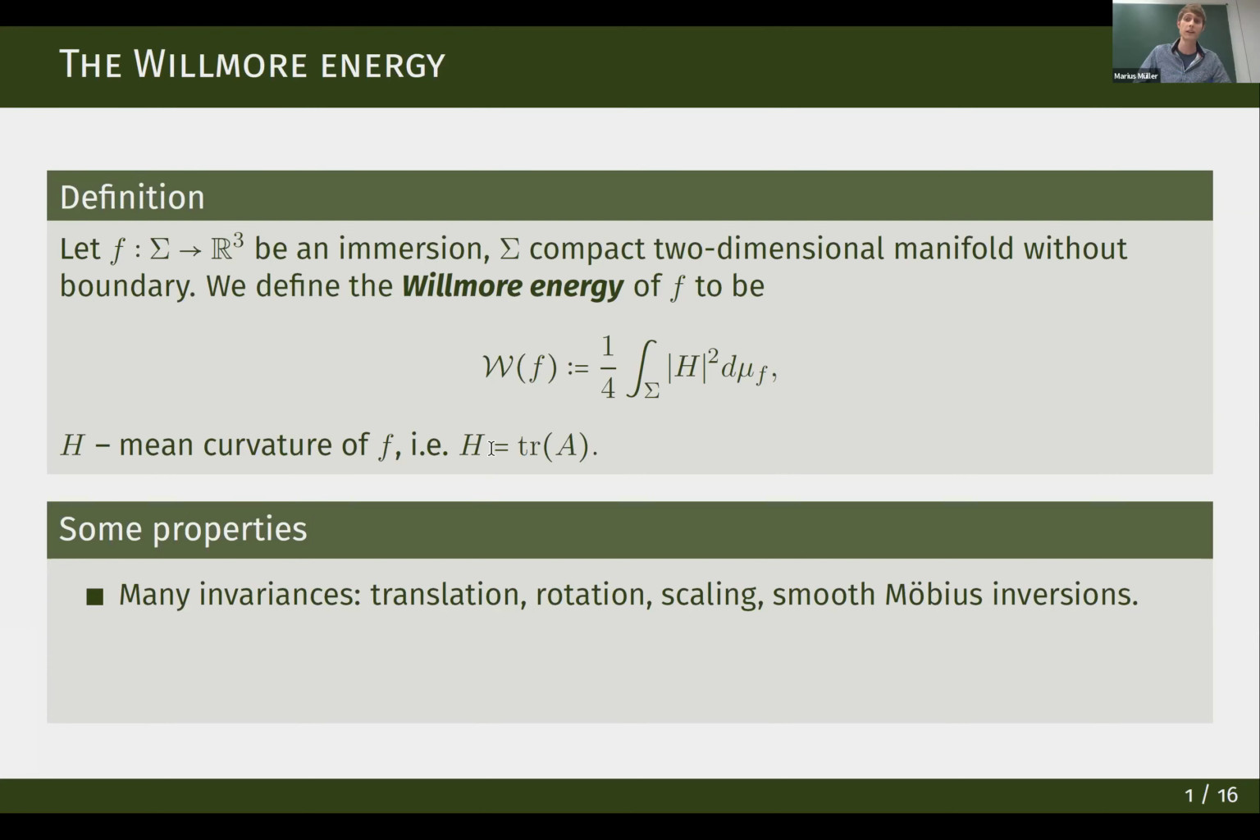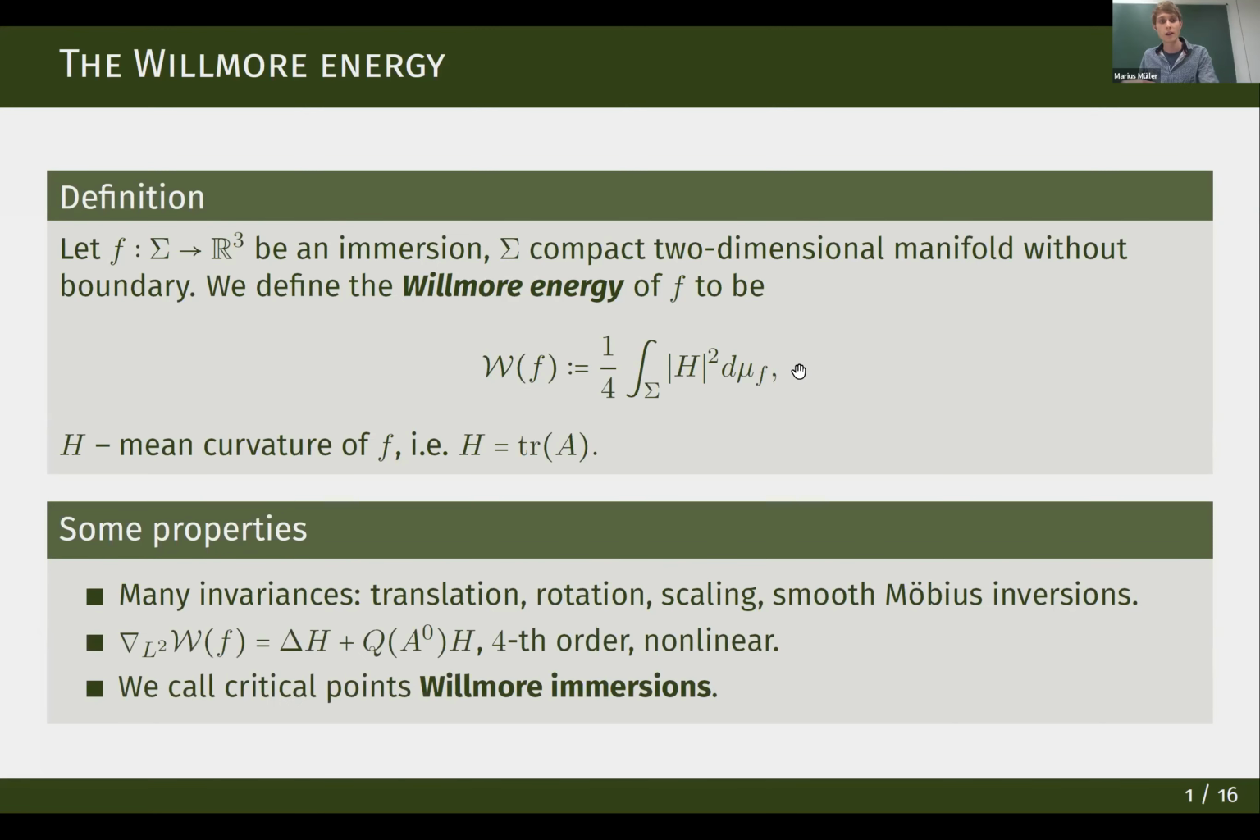Namely, for example, it has many invariances: translation, rotation, scaling is an invariant, and also Möbius inversions, at least if the center of inversion does not lie on the image of the immersion, so does not lie on the immersed surface, then also Möbius inversions are invariants of this functional, and this makes it very interesting from a variational standpoint.